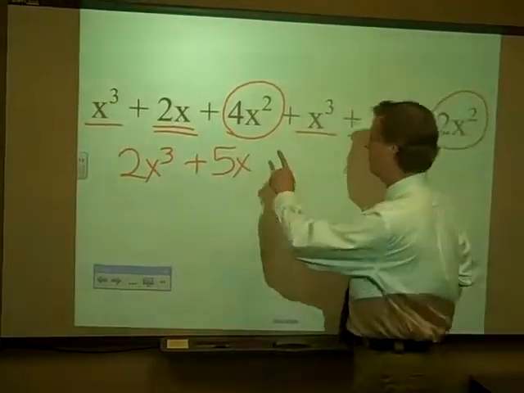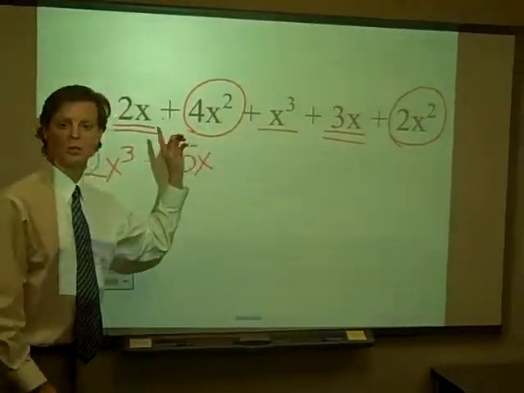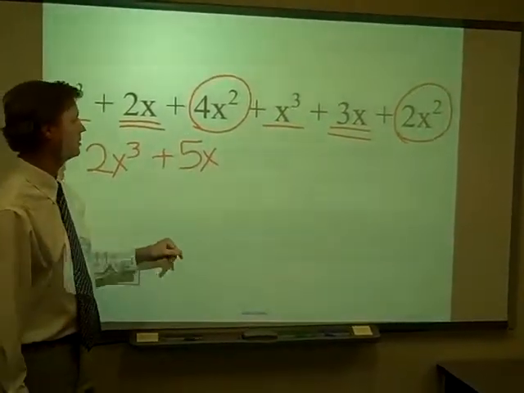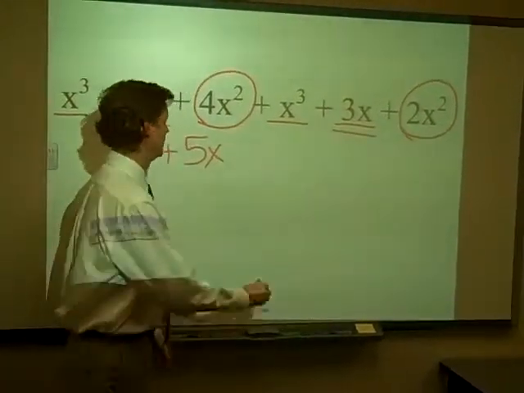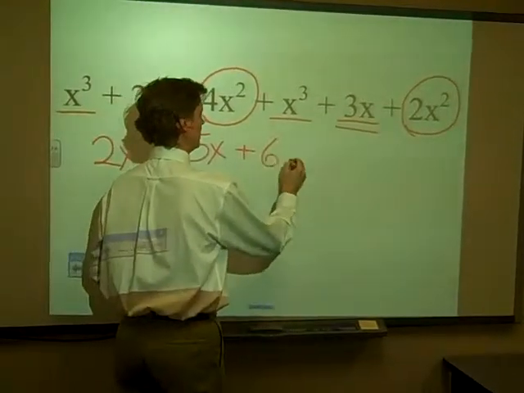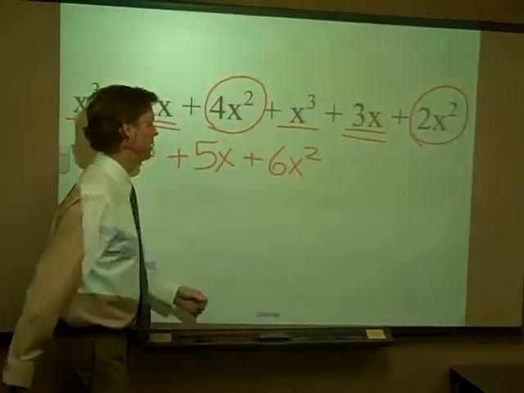And then I gather and find all my circled terms, which are my x squared terms. So I've got 4x squared here and 2x squared here. So that's going to give us 6x squared.